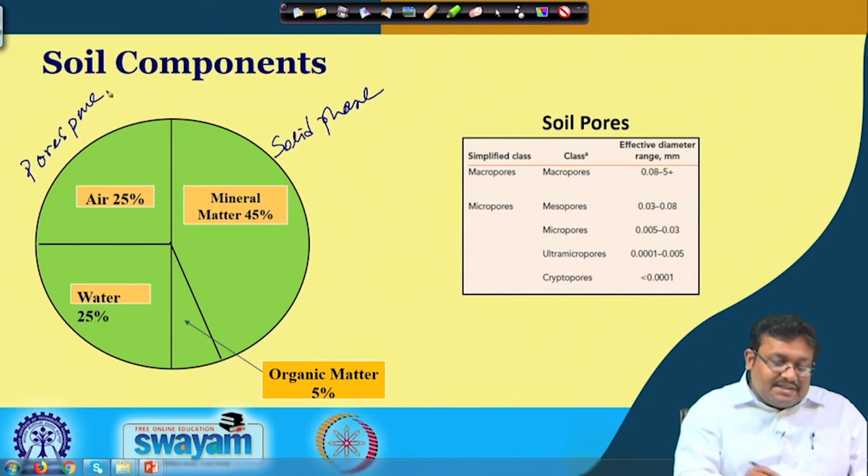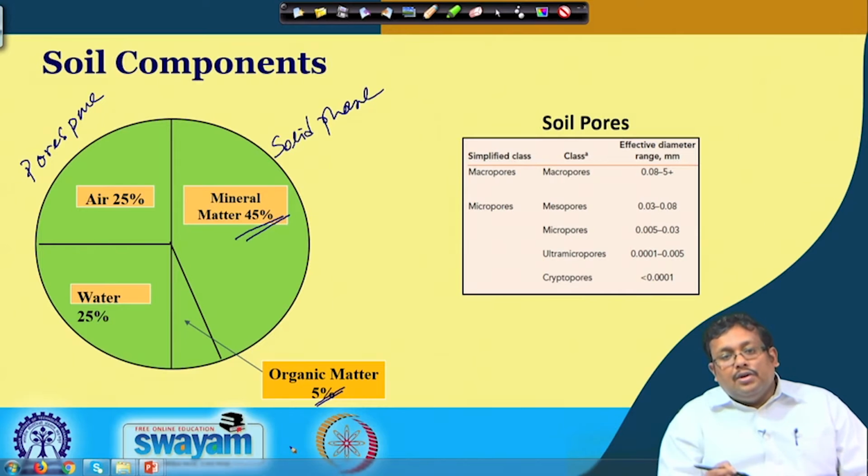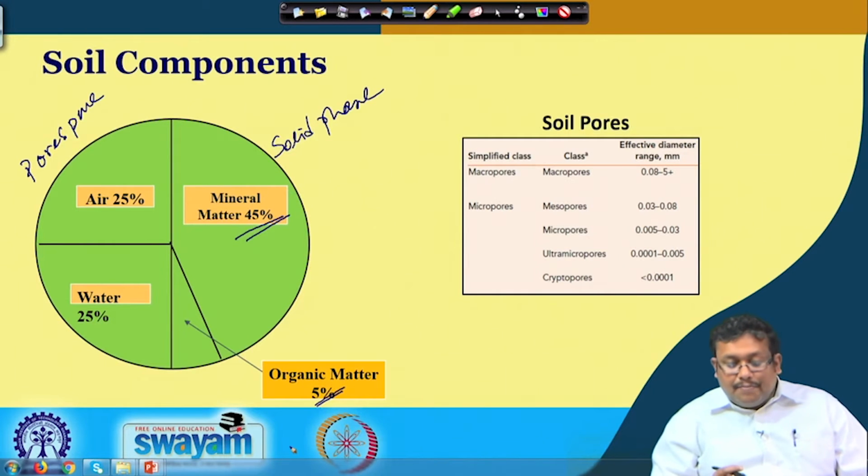So, mineral matter is basically 45%, whereas organic matter content is only 5%. But remember, although the organic matter content is only 5%, it is one of the major important fractions of soil that governs soil physical, chemical and biological activities. We will talk about that in detail later on.